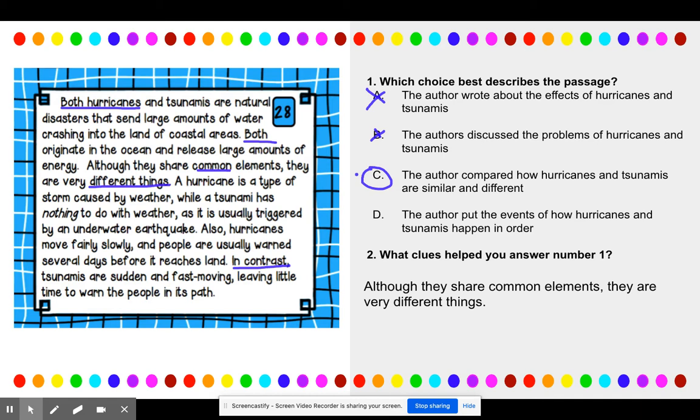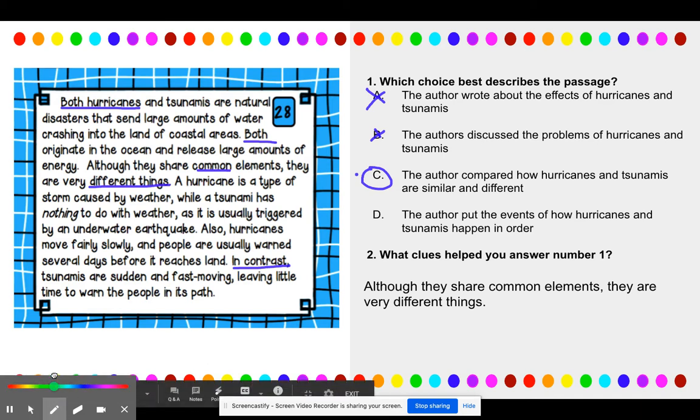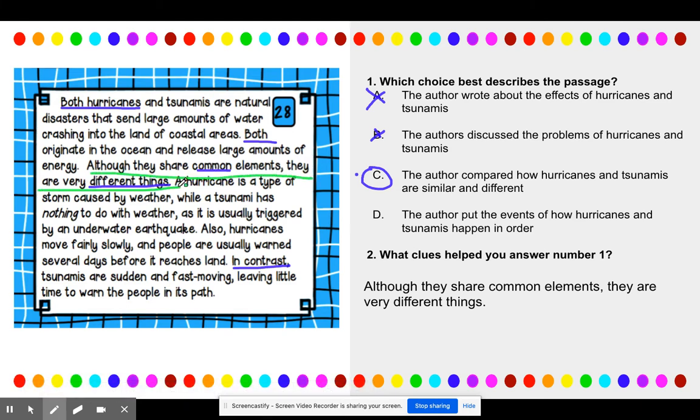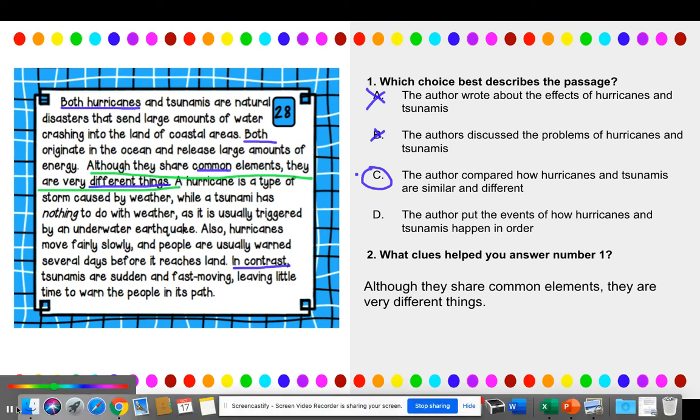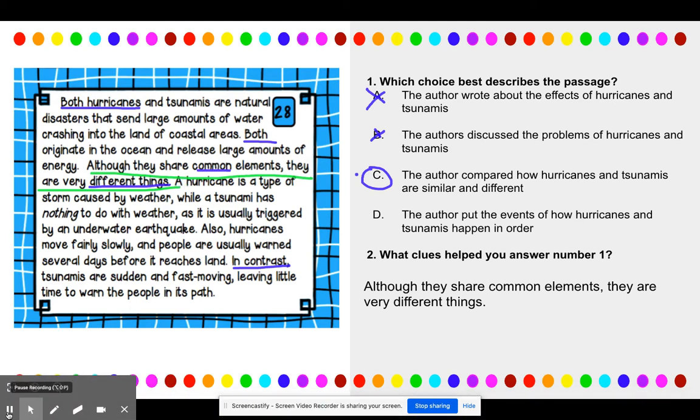My sentence says, and I'll highlight it for you in a different color so you can see it. Although they share common elements, they are very different things. And I said that right there, word for word. Okay. All right. Let's look at number 2.